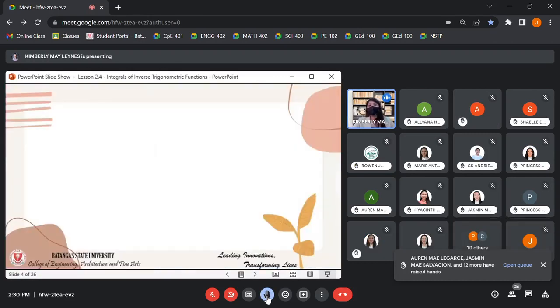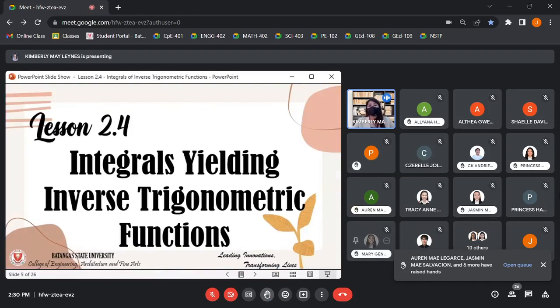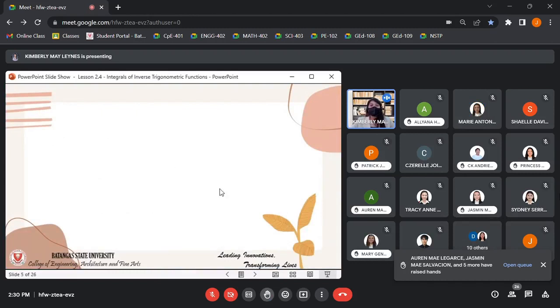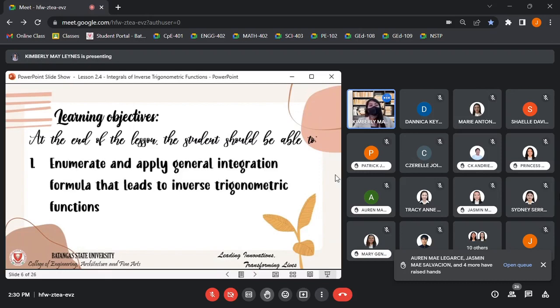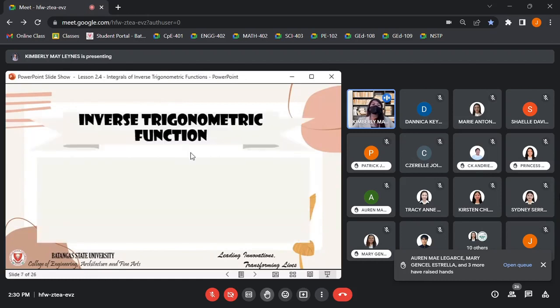For today, sabi natin, di-discuss natin ang integrals yielding inverse trigonometric functions. So start natin yung lesson natin by reading our learning objectives. At the end of the lesson, the student should be able to, 1, enumerate and apply a general integration formula that leads to inverse trigonometric functions. Okay, so ito po yung ating target for today's lesson.